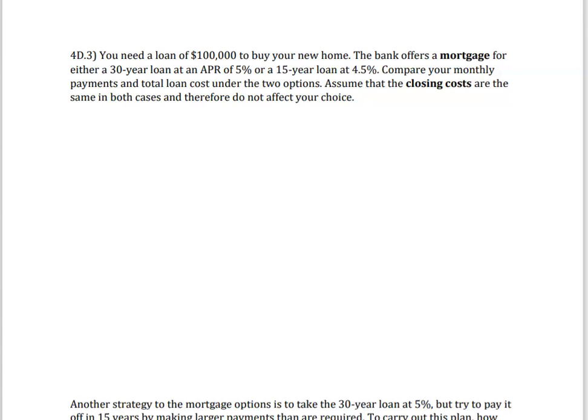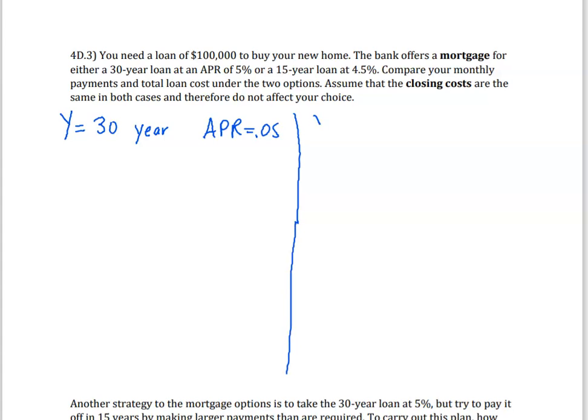So we're going to consider two things. We're going to consider that we've got a 30-year loan at 5%, 0.05, 5 divided by 100, 0.05. That's one thing we're going to consider. The other loan is 15 years, and its APR is 0.045, or 4.5 divided by 100 to get your decimal. So let's calculate our payment.